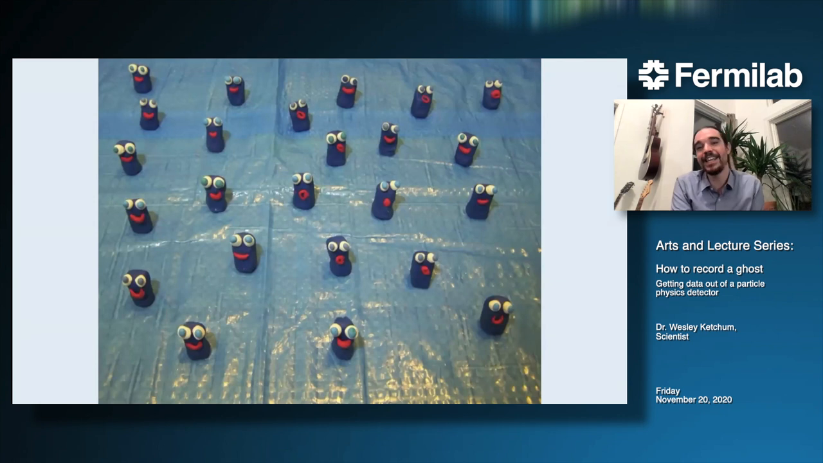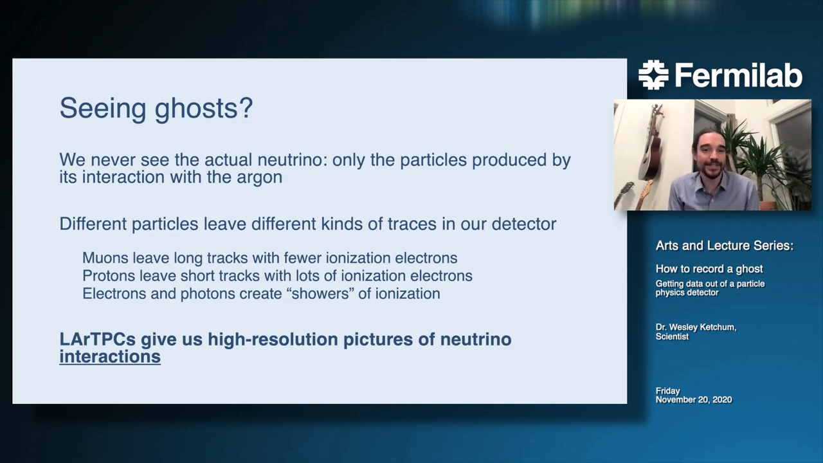Okay, so that's the key of how these interactions work. So how does this mean that we actually get to see ghosts? Like I said before, we don't actually see the neutrino itself. What we see are the particles that are produced by its interaction with the argon. We see the traces that those particles leave in our detector. Like I mentioned while we were going through the video, different particles leave different kinds of traces in our detectors. Muons leave long tracks with fewer ionization electrons. Protons leave short tracks with lots of ionization electrons. And electrons and photons create what are called showers of ionization in our detector.